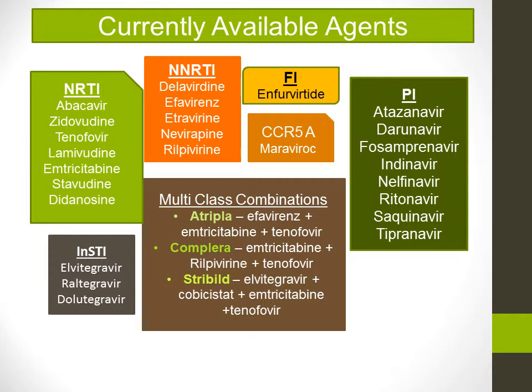I'm going to start in a clockwise direction from my top left hand side. First you have the NRTIs, which I call the nukes, the NNRTIs, which I call the non-nukes, the fusion inhibitors, the CCR5 antagonists, the protease inhibitors, and I'll skip a bit and mention the integrase inhibitors. Right in the middle I have what I call the multi-class combination, which are medications that are combined across the classes for efficacy and for ease of use. So you have Atripla, Complera, and Stribild.